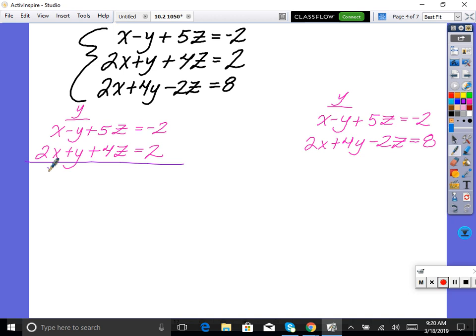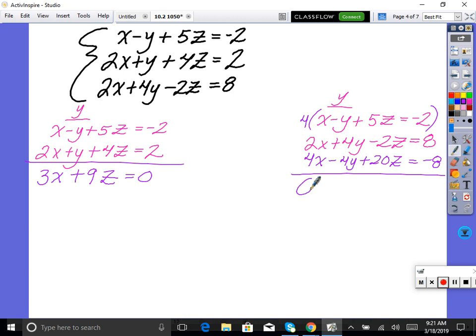Oh, getting rid of y? I like it. So then our y's are already exact opposites, so if we add straight down, we're going to get 3x plus 9z's, aren't we? Equals 0. There's our first true statement. Then here we're going to need some manipulation. We're going to have to times by 4 here so that they're opposites. So that's 4x minus 4y plus 20z's equals -8. So we add straight down and we get 6x minus 18z's. Oh, no, wait, it's plus 18z's, isn't it? Plus 18z's is equal to 0.